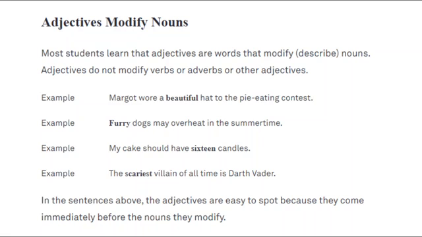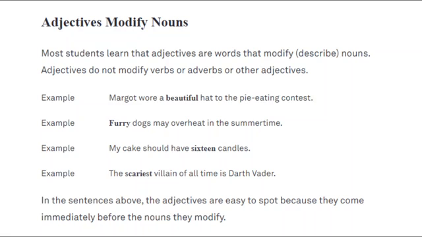Next example: furry dogs may overheat in the summertime. Furry means having lots of fur on their bodies. Here the bold word furry is an adjective. Why? Because the word furry is describing the noun dogs. That's why furry is an adjective.